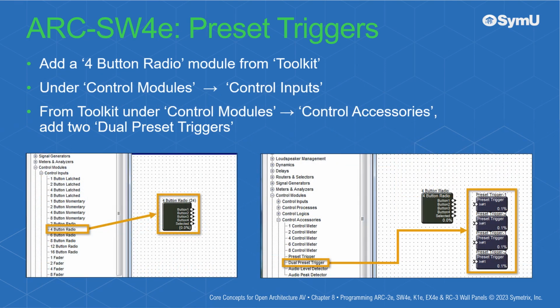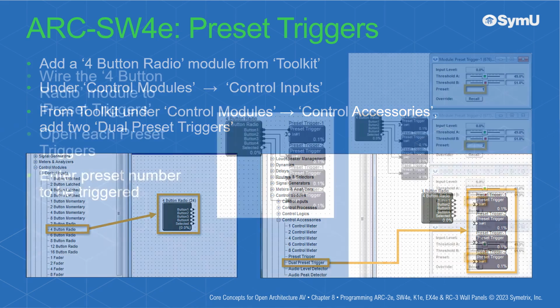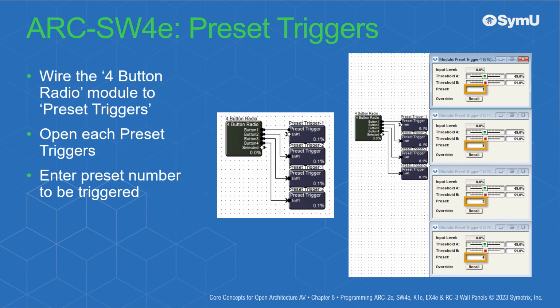Add a 4-button radio module from the toolkit, under Control Modules, Control Inputs. Now, from the toolkit under Control Modules, Control Accessories, add 2 dual preset triggers. Wire the 4-button radio module to the preset triggers. Next, open each of the preset triggers and enter the preset number to be triggered.